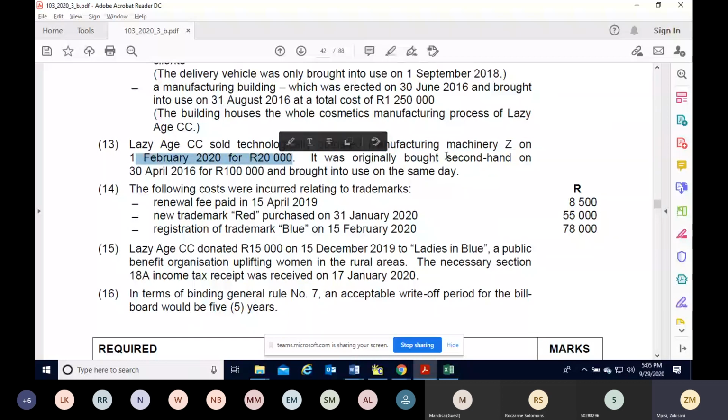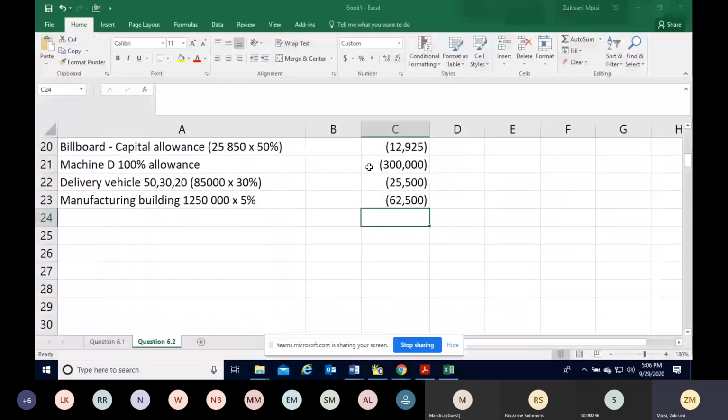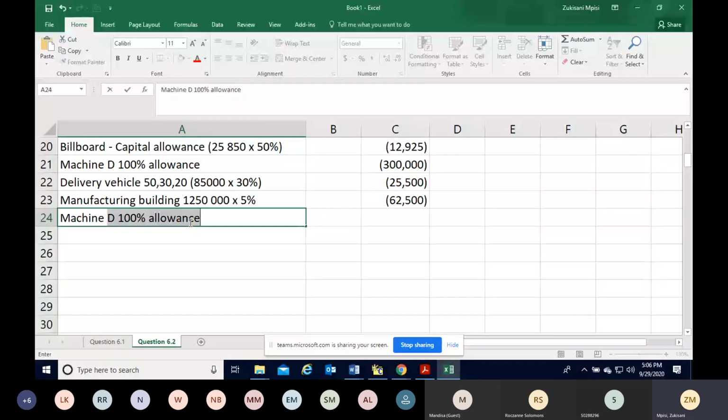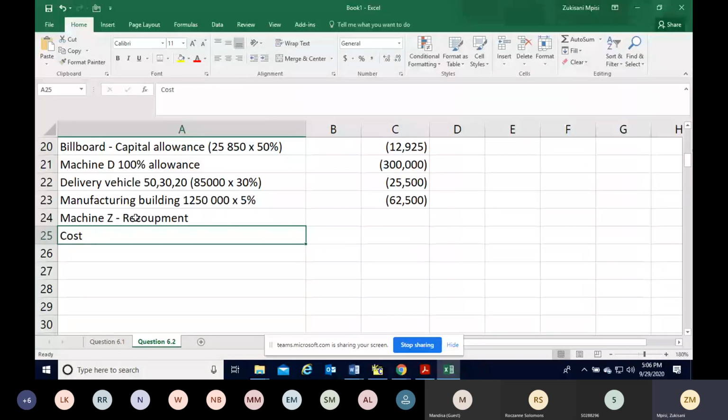Lazy CC sold a technologically outdated machinery Z on 1 February 2020 for 20,000. It was originally bought second-hand on 30 April for 100,000 and brought into use on the same day. So what do we need to do here? We need to calculate recoupment. Remember, that's what we need to calculate because now an asset was sold. So what do we do in this case? It's machinery, it's machine Z. So we've got cost. I want you to remember, we want to calculate recoupment. That's the main aim of doing everything.